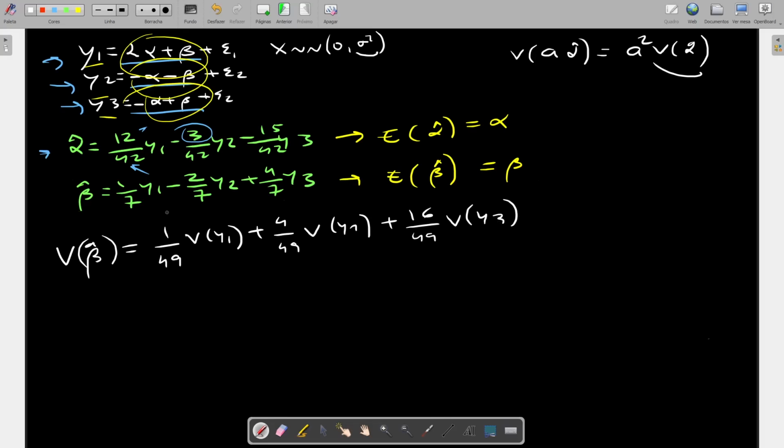And that equals, so 1 plus 4 is 5, plus 16 is 21. So you're going to get 21 divided by 49. And because we have this one as the variance of this distribution, just take it outside. So this is your final answer.